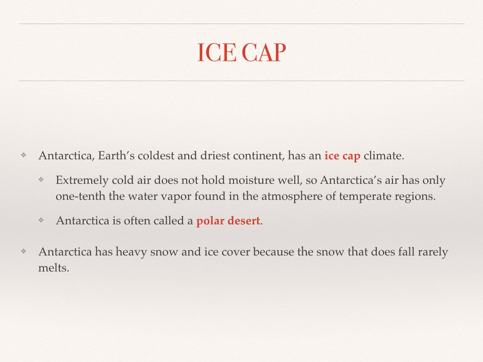Ice cap. Antarctica, Earth's coldest and driest continent, has an ice cap climate. The extremely cold air doesn't really hold moisture well, so Antarctica's air has only about 1/10 of the water vapor found in the atmosphere of more temperate regions. As we mentioned earlier, Antarctica is often called a polar desert. It has heavy snow and ice cover because that snow just does not melt. When it comes down, it doesn't go away.